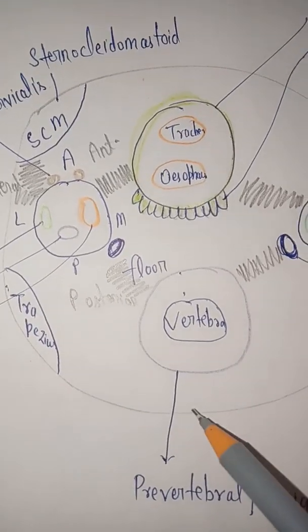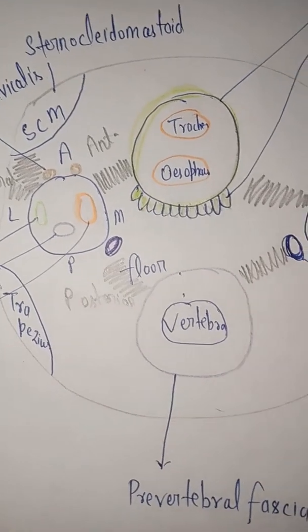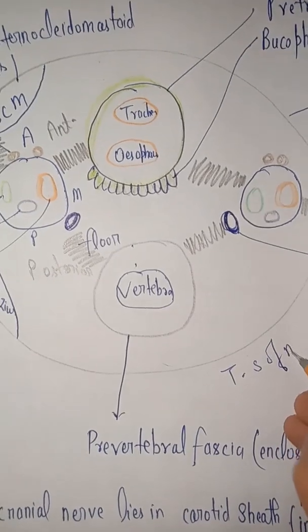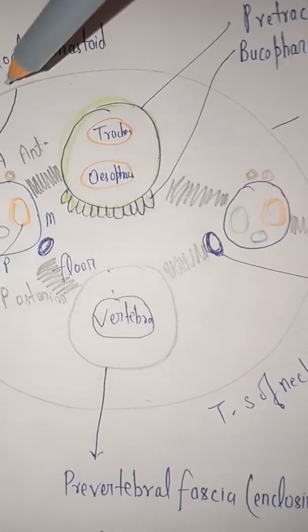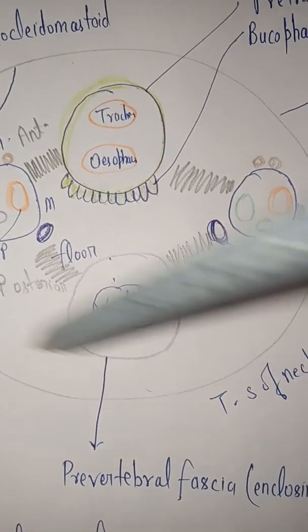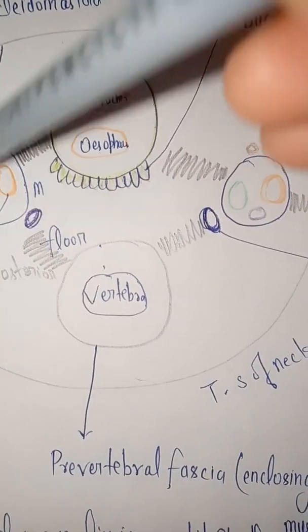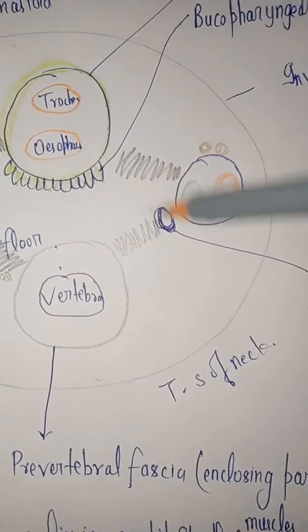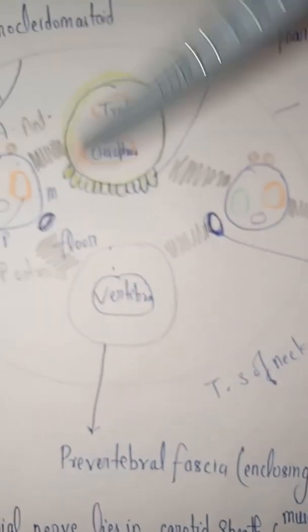So coming to the area of the neck, this is the whole area of the neck. This is the transverse section of the neck, TS of the neck. Here we are able to see that this is the anterior side, and on both sides this structure is present. That is the internal structures of the carotid sheath. This is the carotid sheath. And what are they surrounded by?